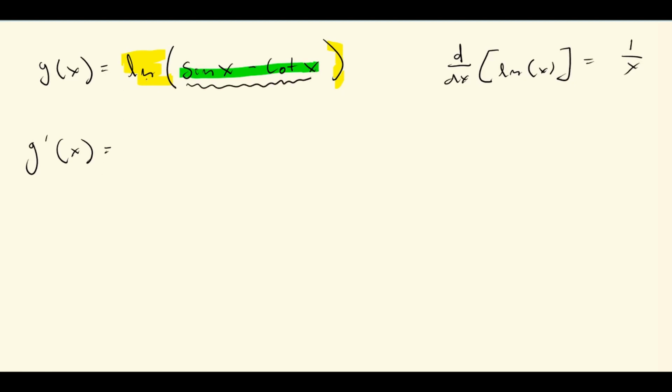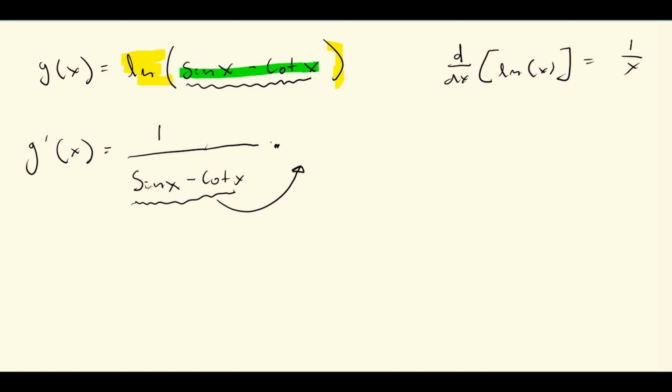is 1 over x. So in this case, our x is basically all this. So the derivative of this natural log function is going to be 1 over x, or in our case, 1 over the sine of x minus the cotangent of x. And then we're going to go ahead and take the derivative of the inner function. So we're going to multiply all this by the derivative of sine x minus cotangent x.